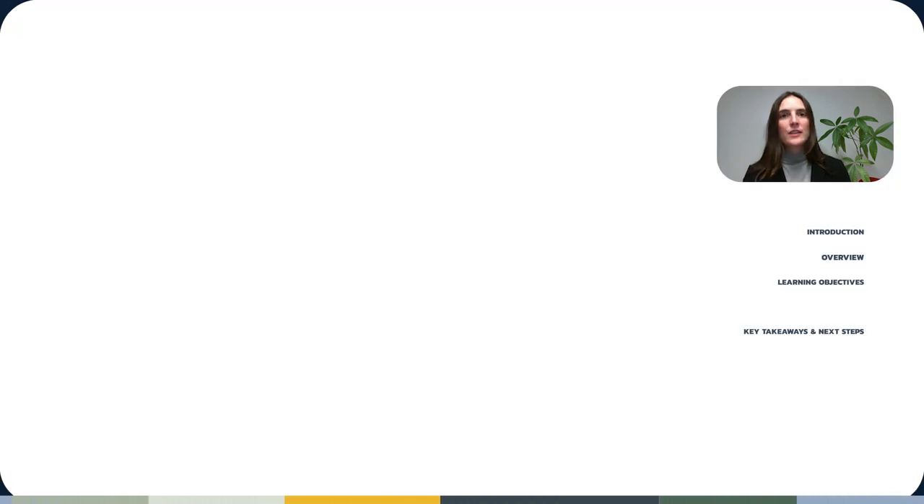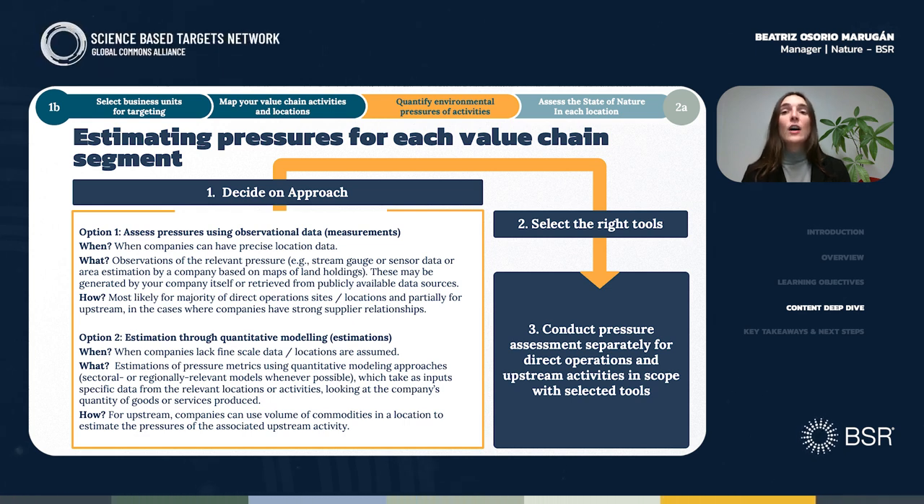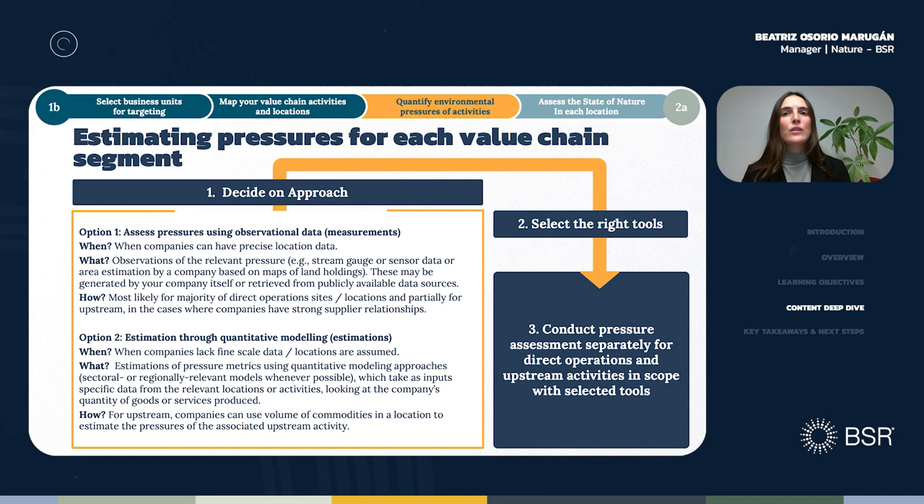Moving on to the pressure estimation, there are two ways to estimate pressures depending on the type of data available. The first option, assessing pressures using observational data, what we call measurements, is taken when locations of activities are known. In the case of upstream activities, these may only be available to companies with strong supplier relationships and may need additional verification by the company before submission for validation.